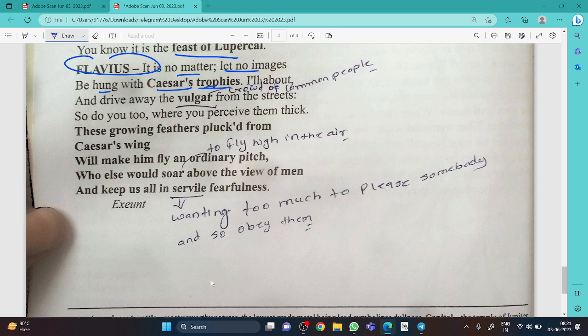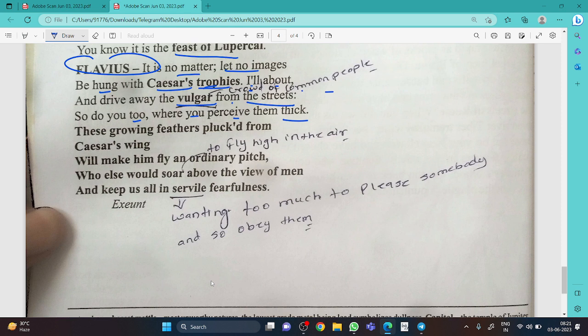"I will abort and drive away the vulgar crowd of common people from these streets. So do you too, where you perceive them thick." Flavius is now giving a direction to Marullus that wherever you find the flock or the crowd, the group of the common people, the vulgar common people, just try to scatter them and move them into their houses.